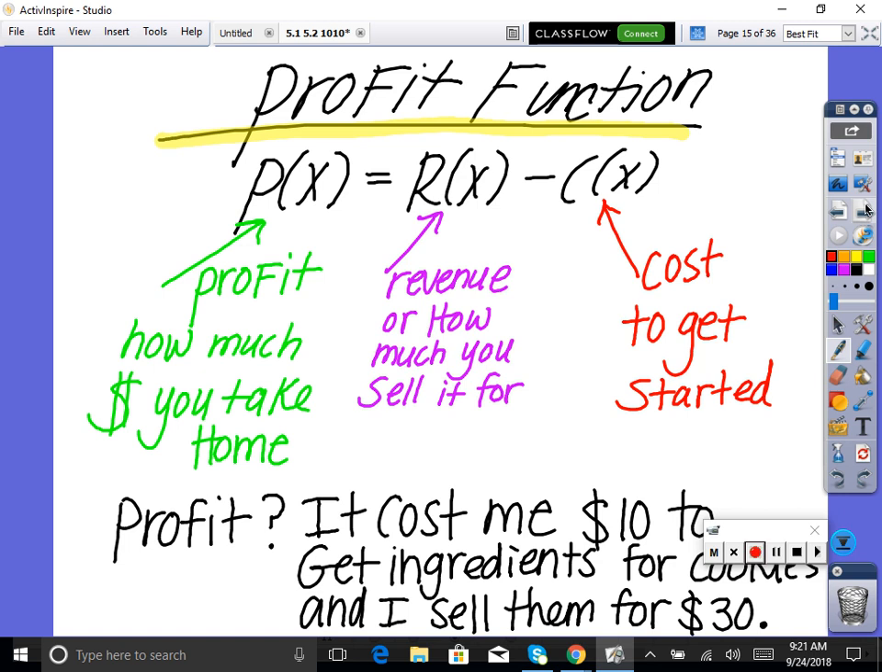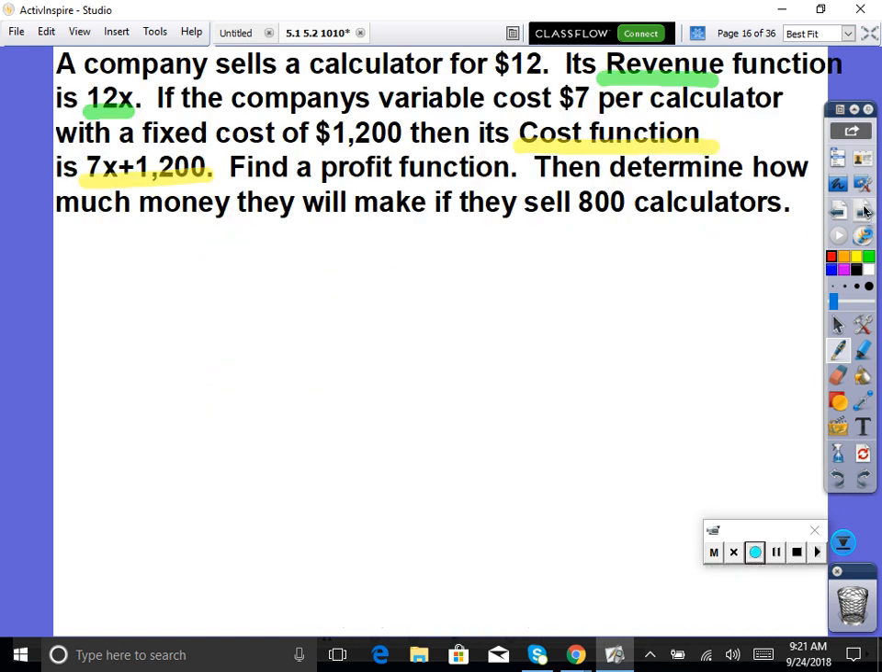So for example, see why it makes complete sense. If it cost me $10 to get ingredients for cookies, but then I turn around and sell them for $30, I didn't make $30. I made $20. So my profit of $20 came from the price that I charged them, $30, and then we have to subtract off how much it cost me to buy. 30 minus 10, which was 20.